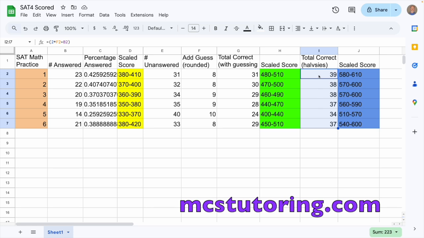But look, if you can eliminate at least 1 or 2 wrong answers, you'll probably get half of the unanswered ones correct. And this is what your scaled score would be. You're going to be realistically between the green and the blue, depending on your math guessing ability. Now, look, if you're math phobic, test phobic, or have test anxiety or math anxiety, I understand. You're probably going to be in the green column. If you're a little stronger student, math-wise, you're going to be more in the blue column.